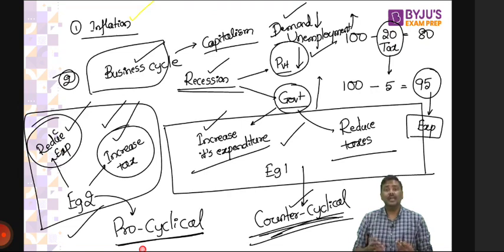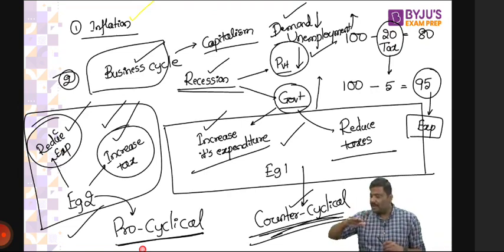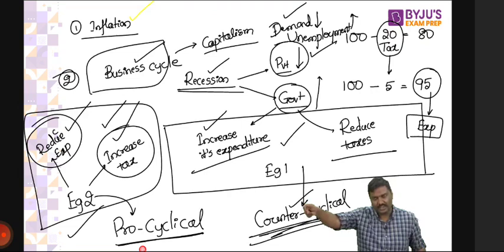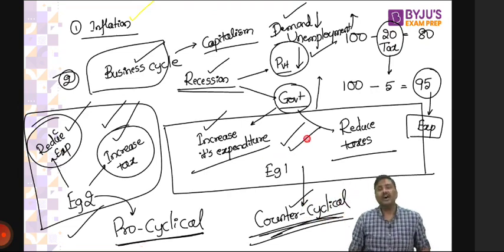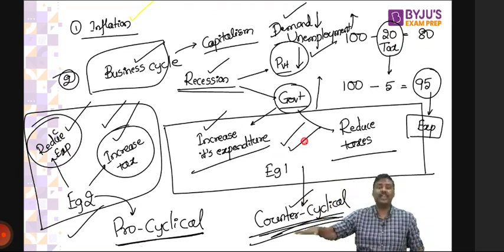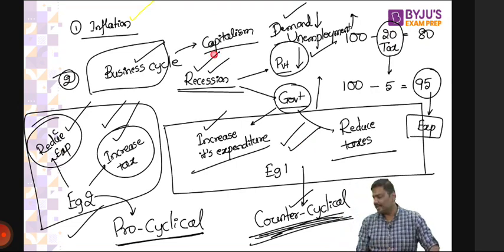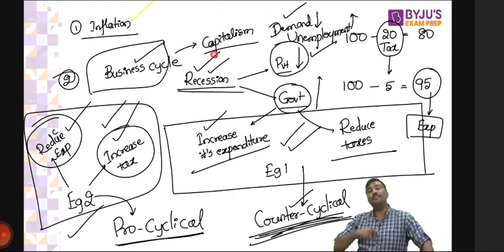So any policy of the government which increases the intensity or the severity of the economic phase is called pro-cyclical. And any policy of the government which reduces the intensity or severity of the phase is called counter-cyclical. Now tell me, if there is a recession, should government follow pro-cyclical or counter-cyclical? Government should follow counter-cyclical. Now what about boom?